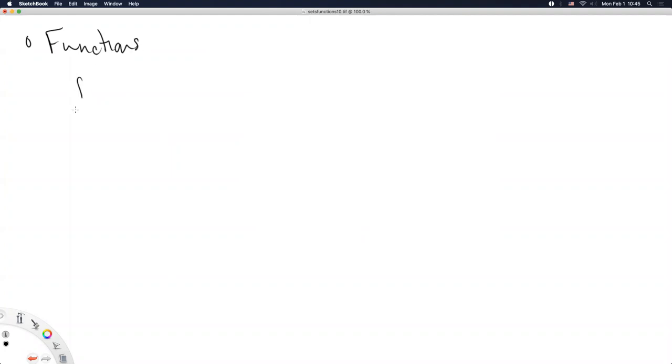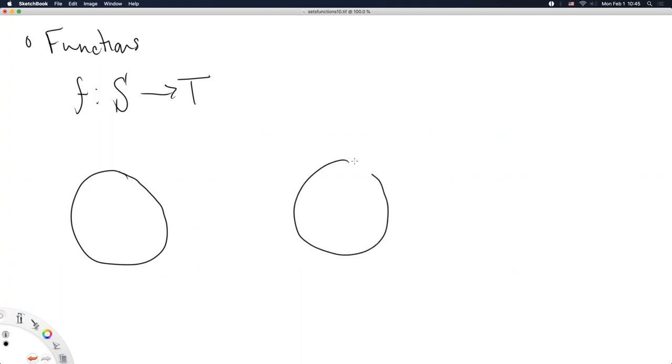In this class, we're often going to write functions like this. We're going to say that a function f maps from one set to another set. And the way I want you to think of that is like this. There's two sets, T and S. F is a function that maps us from elements in S to T. So this is what the function F does. It takes us from elements, let's say here, x, to elements in T, f of x.